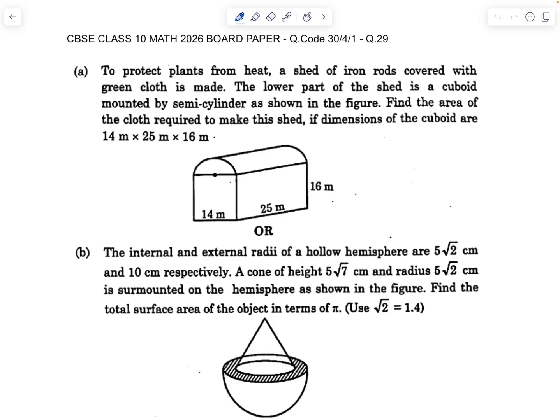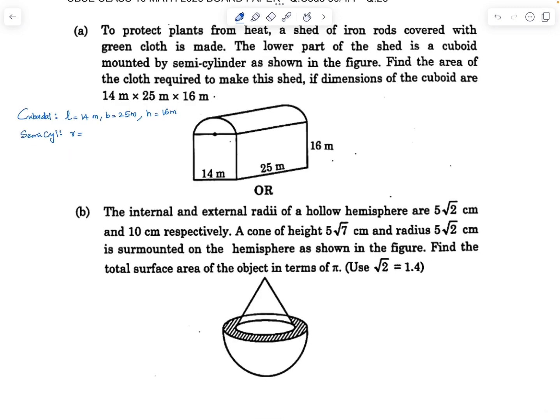cloth is made. The lower part of the shed is a cuboid mounted by a semi-cylinder as shown in the figure. Find the area of the cloth required to make this shed if dimensions of the cuboid are 14 by 25 by 16, all given in meters. For the cuboidal part, length as 14 meters, breadth as 25 meters, and height as 16 meters. And for the semi-cylindrical portion, the radius is 14 by 2, which is 7 meters, and the height of the cylindrical part, which is 25.